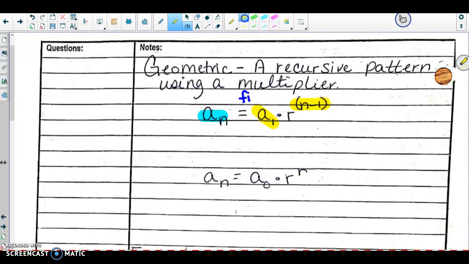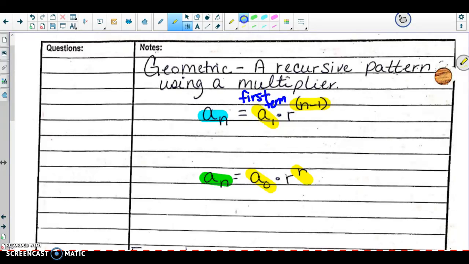First term, and then we use that n minus 1, and it's to the power this time. So for this second one, a sub n, we are seeing a sub 0. And when we do that, we're just using to the n.